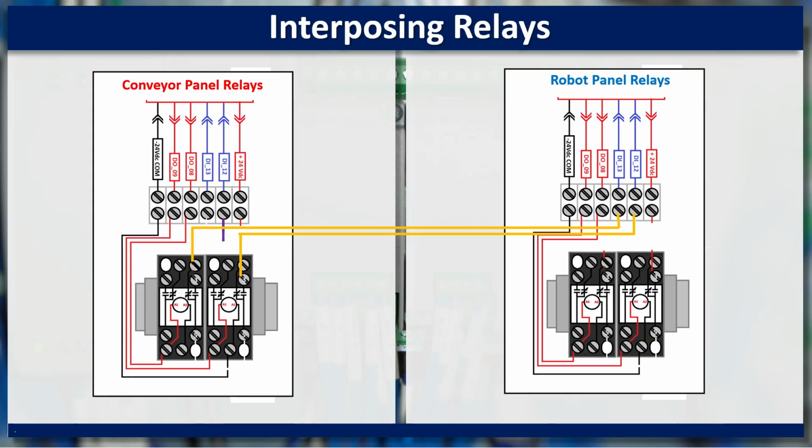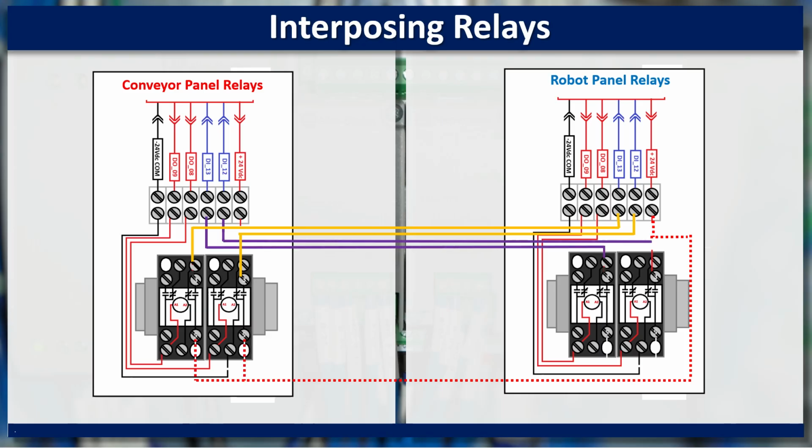So here we wire the inputs to be used by each side through the dry contacts of the other side. Purple wires show the conveyor's requested inputs, and orange for the robot's requested inputs. Both relays require a common wire to complete the dry contacts circuit, shown here as a red or burgundy dashed line. These will be carrying the 24 VDC signal voltage for each side.